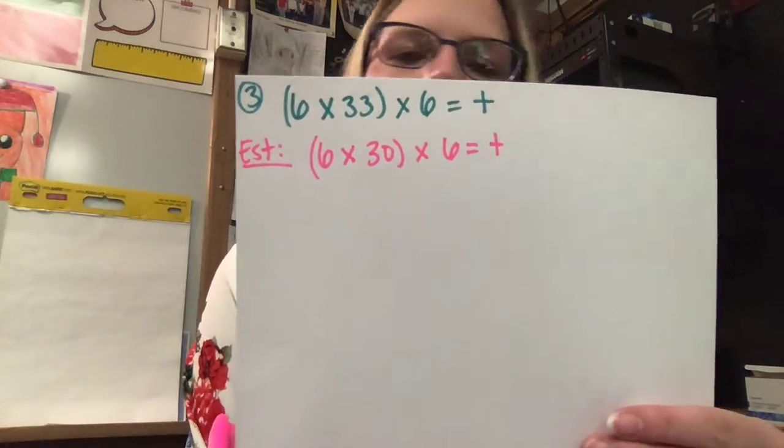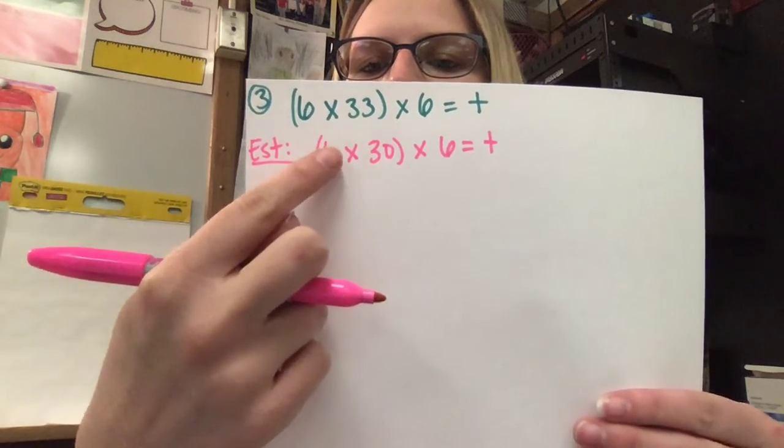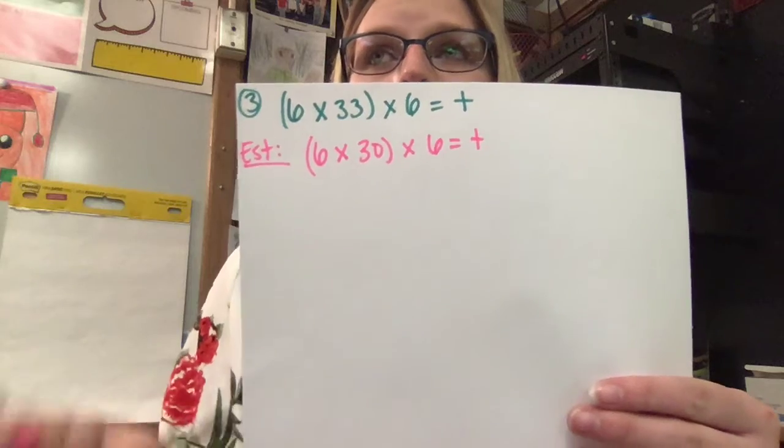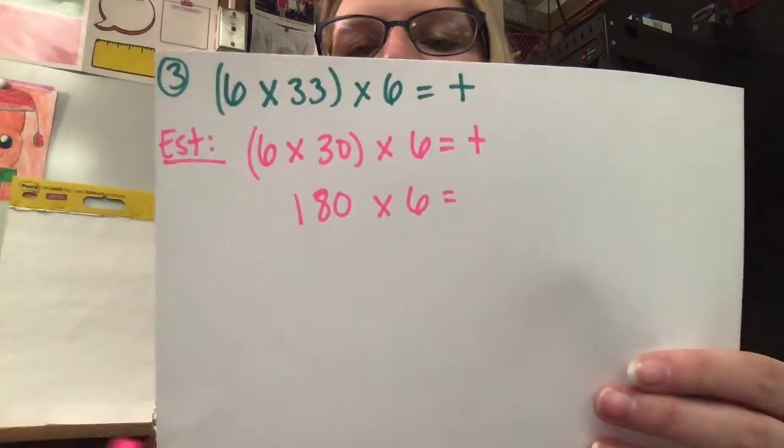Okay, so let's first solve the estimation. So 6 times 30, well, if we know what 6 times 3 is, 6 times 3 is 18, and then I just need to tack on that 0. So 180 times another 6. Okay, so now I have to think, 18 times 6, and you know what?